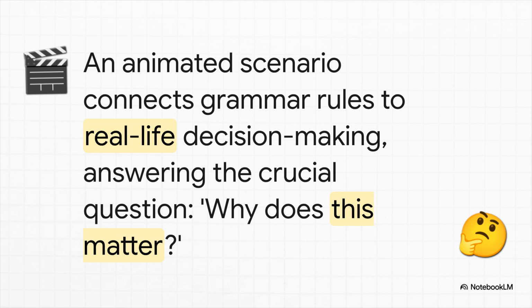And then, in a really clever move, it brings it all together. There's this animated scenario where a character is making decisions, and they're thinking through the consequences, using these exact conditional sentences. It perfectly answers that big question, so what? Why does this matter? It shows that grammar isn't just rules on a page. It's the tool we use for thinking, for making choices every day.